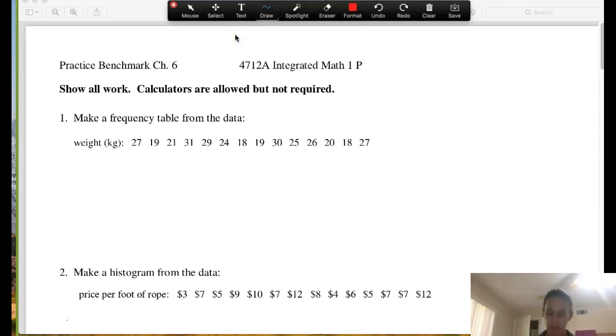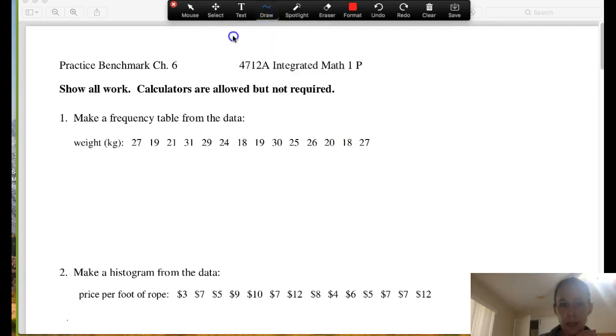Okay, the first one, make a frequency table from the data. All right, remember with frequency tables, the intervals usually need to be of equal size. They don't overlap, and they don't have gaps. So you're going to make several intervals from this data.